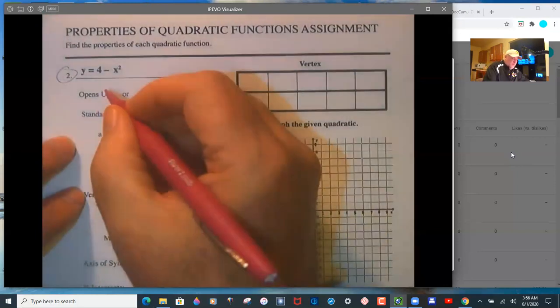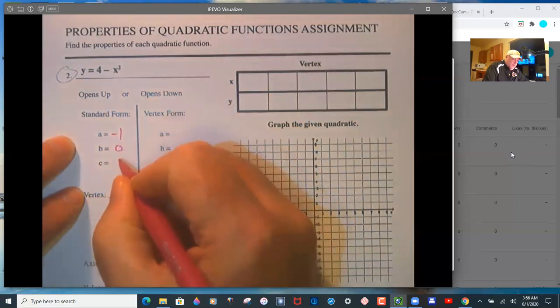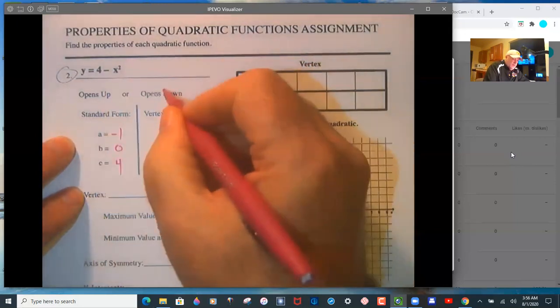So 4 minus x squared. This again is in standard form. A is -1, B is 0, and C is 4. And this is going to open down.